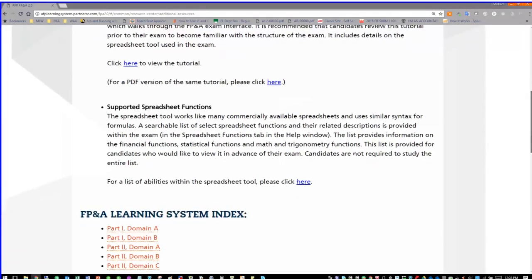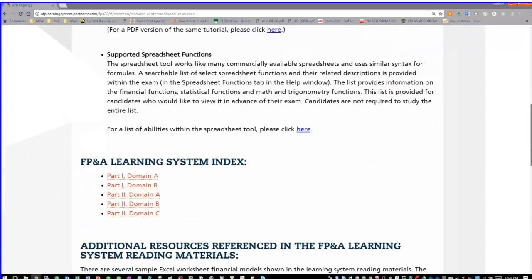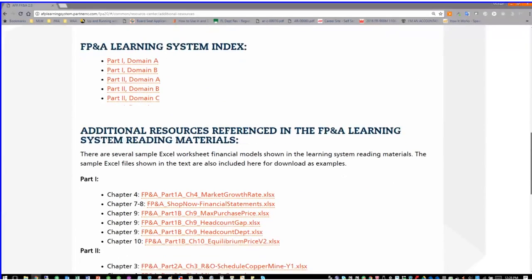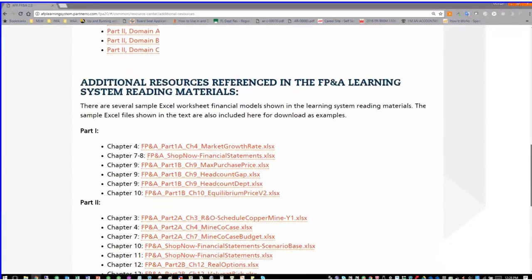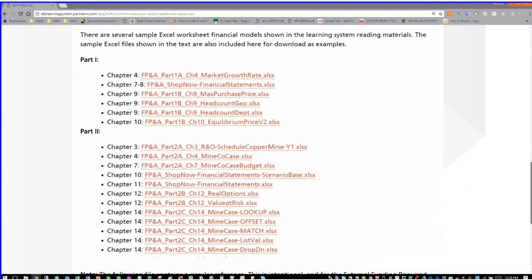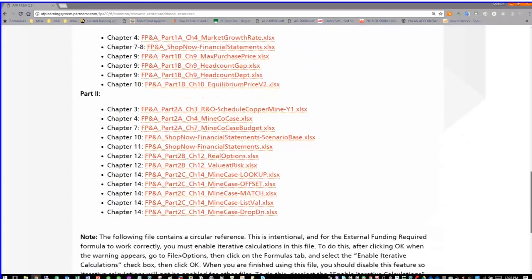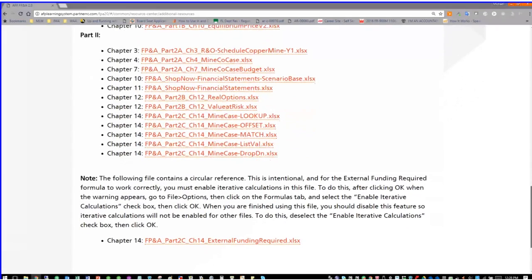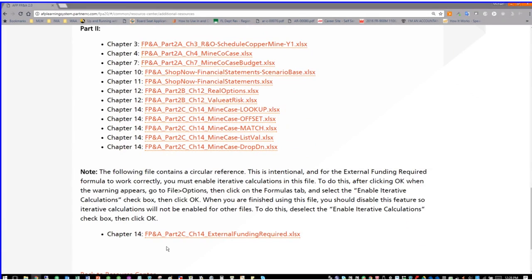And do get comfortable with that tool. Okay, there is an index to the learning system, and there are some specific spreadsheets that will be very useful for you, particularly on the case materials. They give a special note on the one on chapter 14 that they've used a circular reference, which you actually do want to use, but you've got to be careful with it.